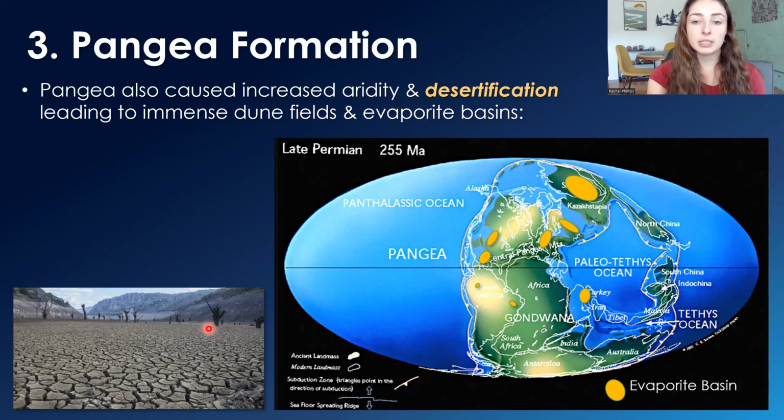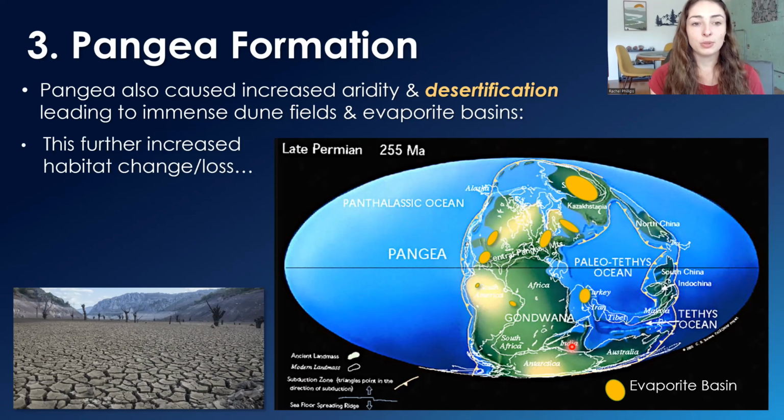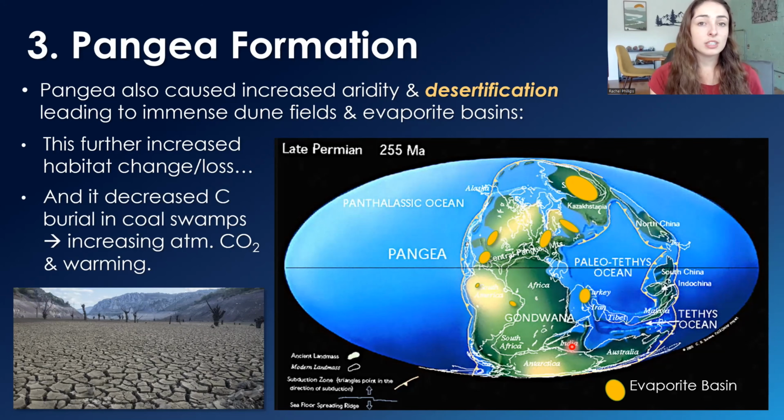It caused this dryness because, as a supercontinent would, it leads to a lot of land away from ocean margins, which leads to a lot of dry climate land. This further increased habitat change and loss for a lot of organisms and terrestrial animals at the time, which led to more extinctions, and it decreased the carbon burial rates that were occurring previously in the period before the Permian, the Carboniferous, in the global swampy environments that were going on at that time.